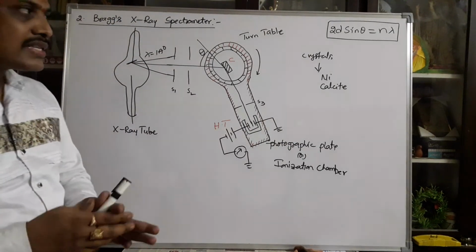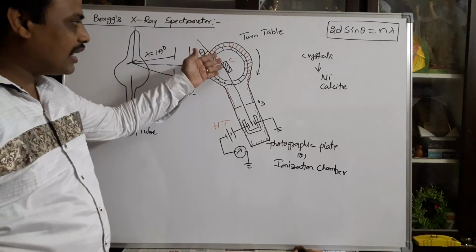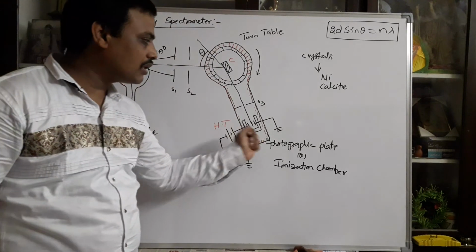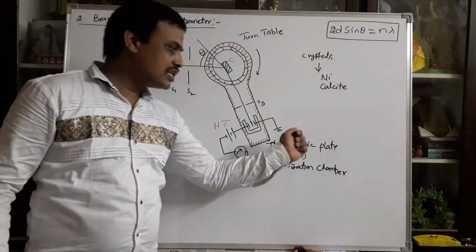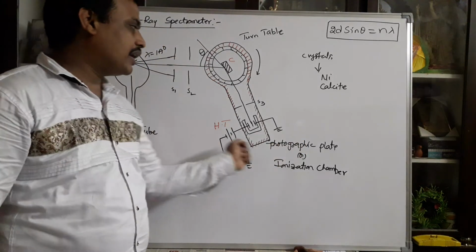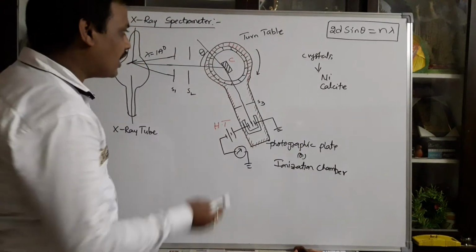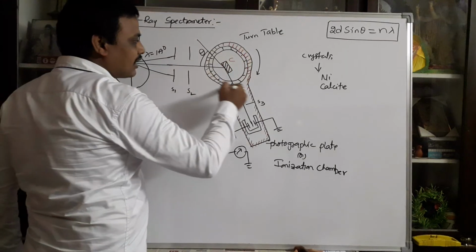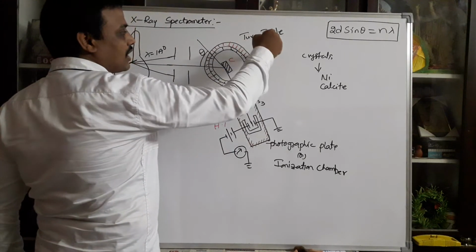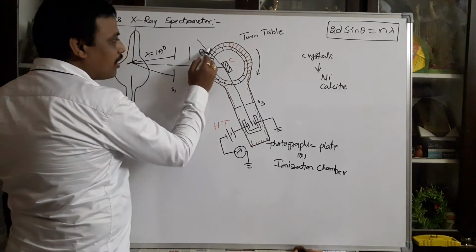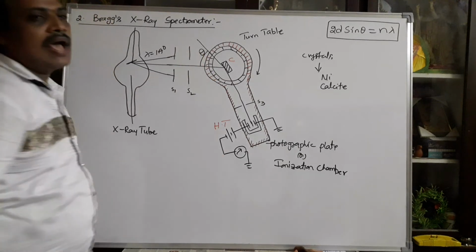When the X-rays are reflected, the reflected X-rays can be collected by using the ionization chamber, which is rotating on the rotating table. The rotating table is a circular scale having 360 degrees. This is the angle of incidence, which is called the glancing angle.